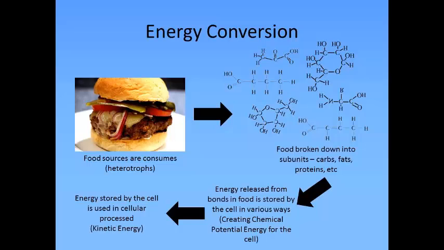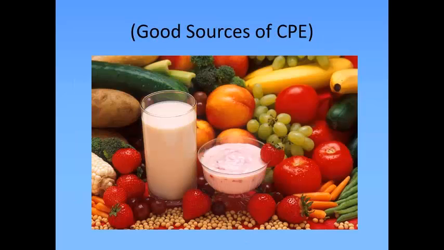There are good sources, obviously, that are much better than a hamburger for chemical potential energy. My husband actually insisted I throw this in here for you. So here are some good, healthy sources of chemical potential energy: milk and yogurt and fruits and vegetables and lean meats.